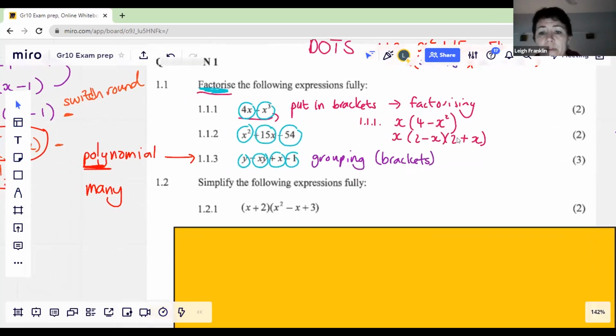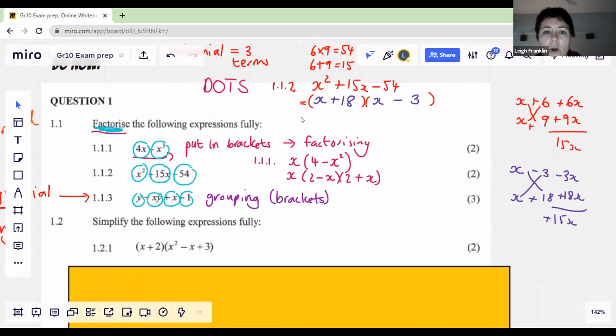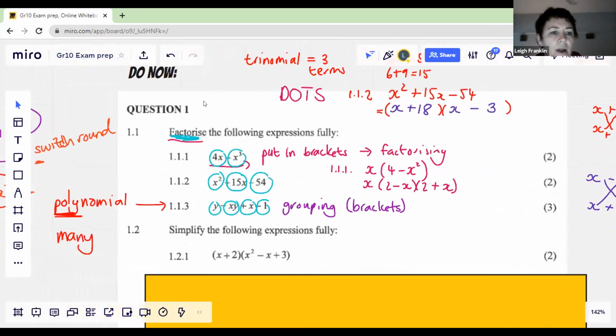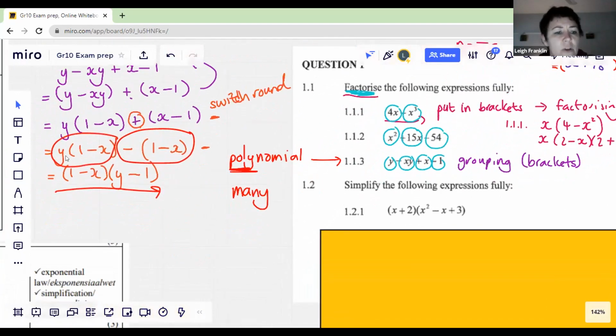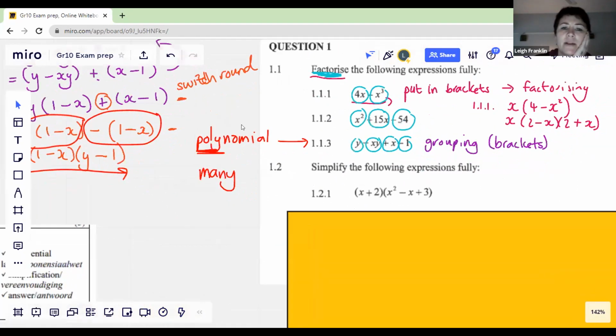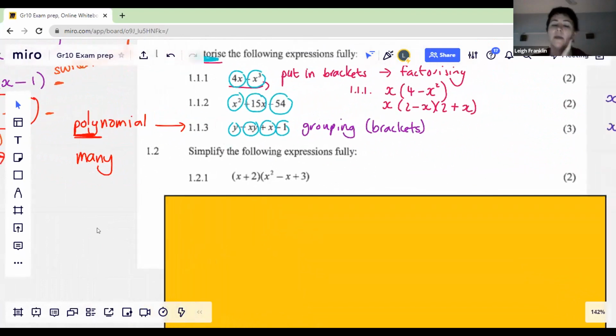Okay, do you see how we put in the brackets in 1.1.1? In 1.1.2, where did we do it? There we go. Can you see how we put in brackets? Everything is inside brackets, except for things that are on their own. All the pluses and the minuses are inside the brackets. And then look here in the last one. Again, all the pluses and minuses are inside the brackets. That's what we're doing when we are factorizing.